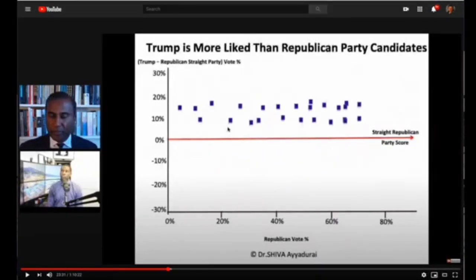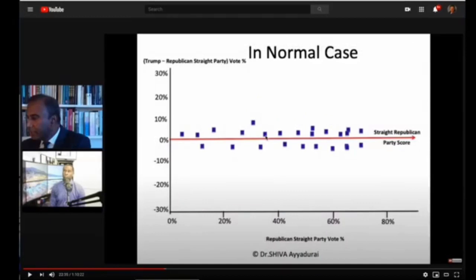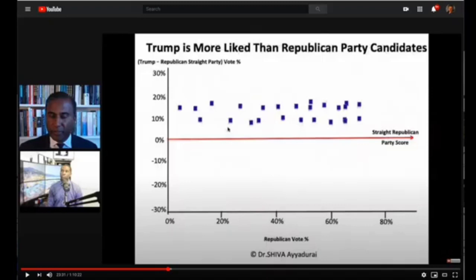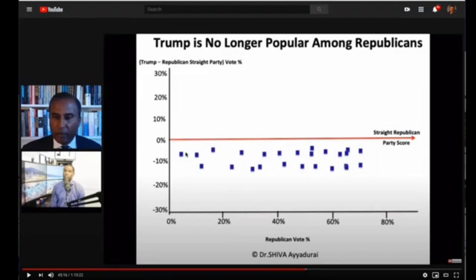Now let me just tell you once again what this line represents. This line represents what it would look like if the people who vote straight Republican and the people who hand fill out every single candidate feel the same way. In other words, if almost every single Republican that fills out the individual ballots felt the way they did about Trump, then this line would be looking just like this. This would indicate that Trump is as popular as the straight Republican vote. This means that Trump is more popular than the straight Republican vote, and this means that Trump is less popular than the straight Republican vote.